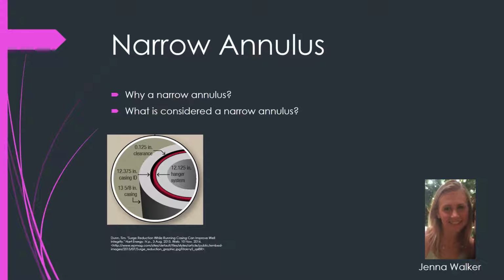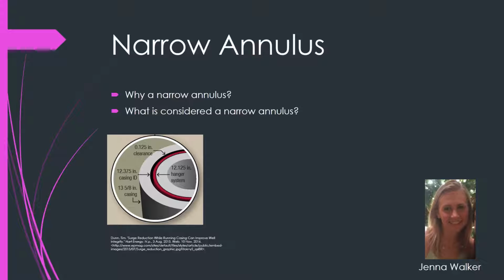Since last presenting, we have finished our literature review and picked out the most important things you will need to know to follow our project. To begin with, I'm going to tell you why we chose narrow annuli for our study and what we are going to define as a narrow annulus.